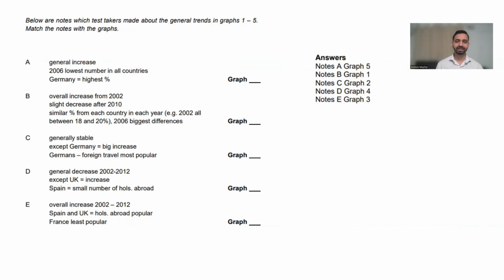All right, let's look at the answers. So note A represents graph number 5. And I'll quickly show you that. It says general increase. It says 2006 has the lowest number in all countries, and Germany has the highest percentage.